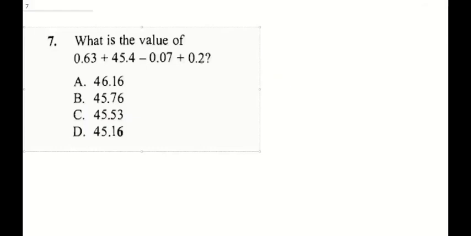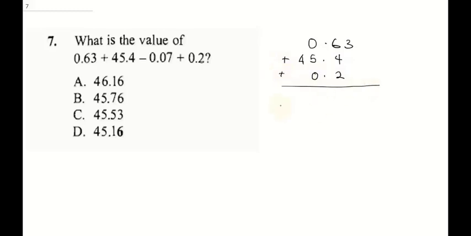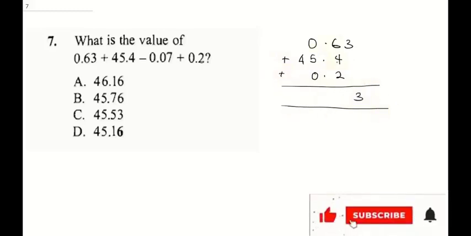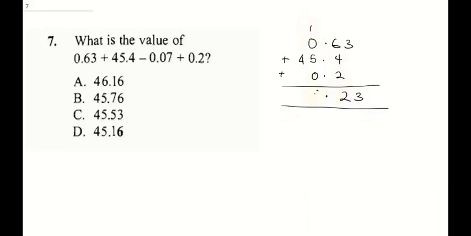So we will go to the next question, which says, what is the value of this? Now, first to do this, we are going to add up our decimal places. The first one is 0.63 adding up to 45.4, and we'll add up 0.2. Just make sure you arrange them well. So we are adding up all this. Then this will be 3. 6 plus 4 is 10 plus 2, 12. 2, you put your dot and you carry your 1.